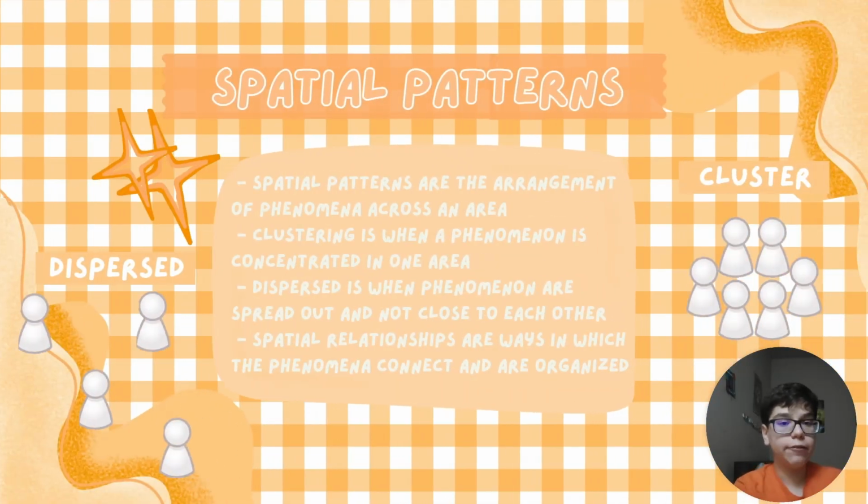Okay, and lastly, we need to know about spatial patterns. So spatial patterns are the arrangement of phenomena across an area. So what this is saying is it's the pattern between a bunch of stuff spread across the map that we're analyzing, or the area, whichever it is. So clustering is when there's a lot of that thing concentrated in one area, and dispersed is the opposite, where everything's spread out and not close to each other. Lastly, we have spatial relationships, which is just a way in which we can see the phenomena connect and how they're organized and how that affects the real world.